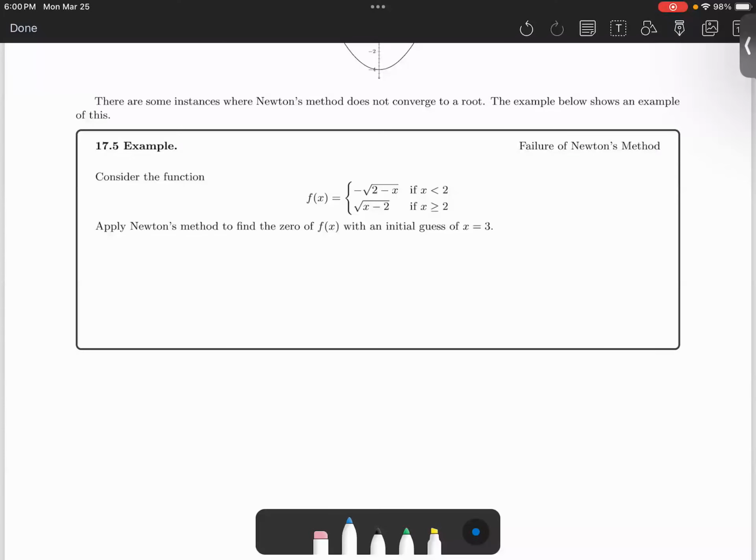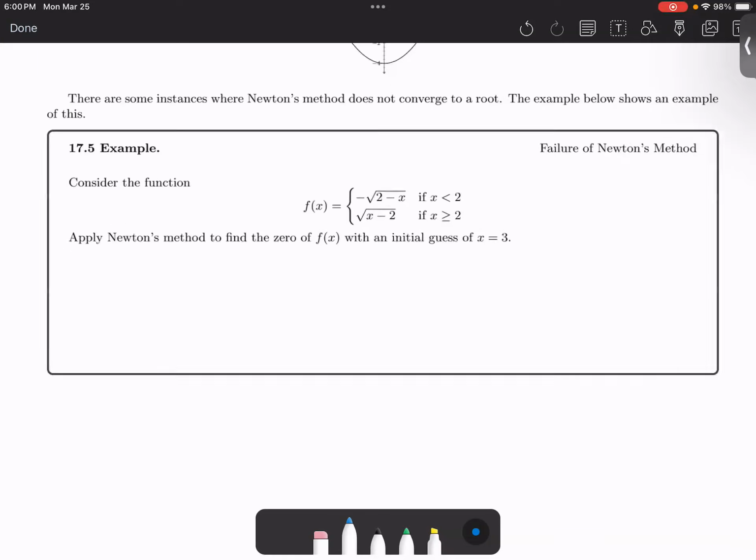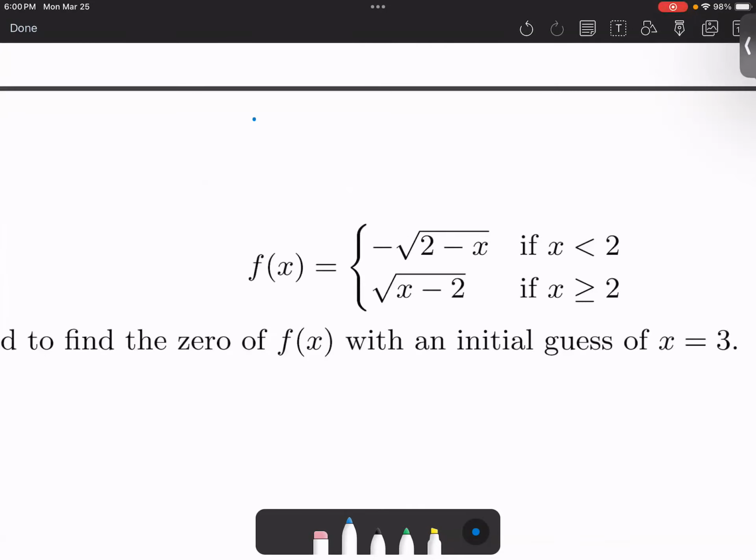This example is going to show us how Newton's method can sometimes fail to zoom in on the zero of a function. So remind ourselves of what Newton's method is.